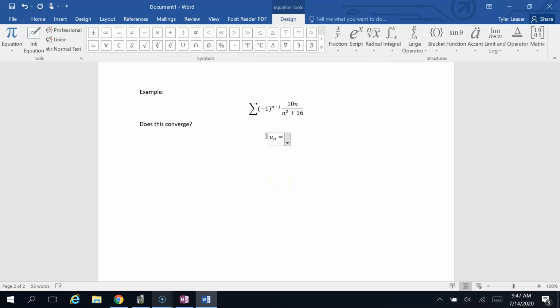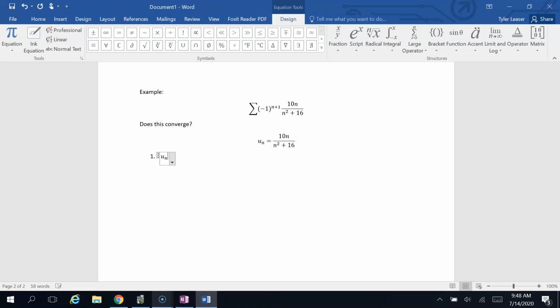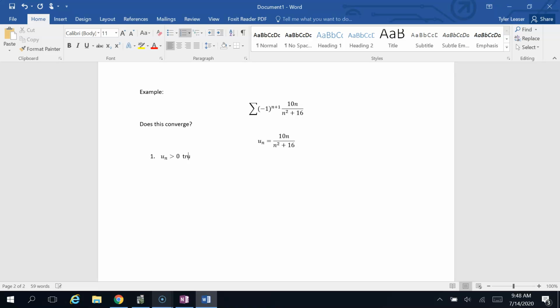So it sometimes helps to write out what the u sub n is going to be. For us, the u sub n is going to be 10n over n squared plus 16. Then we just have to show the three things. First, we have to show that my u sub n's are always positive. I hope you can see that this is true. It's pretty obvious, because if my n is going from either 0 or 1 to infinity, then every positive n that I plug in here is only going to get positive numbers. If it's something that's obvious like this, you don't have to actually write anything out to prove it. You can just state that it's easy or true.